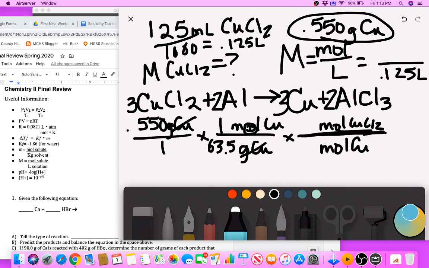In front of CuCl2, I have a 3, and in front of Cu, I have a 3. So it's 3 moles of copper to 3 moles of copper 2 chloride. Again, 3 to 3 is the same as 1 to 1, so if you want to go ahead and reduce that to 1 to 1, that will make it a little bit easier.